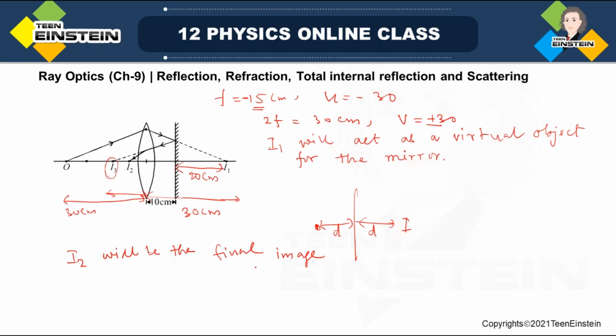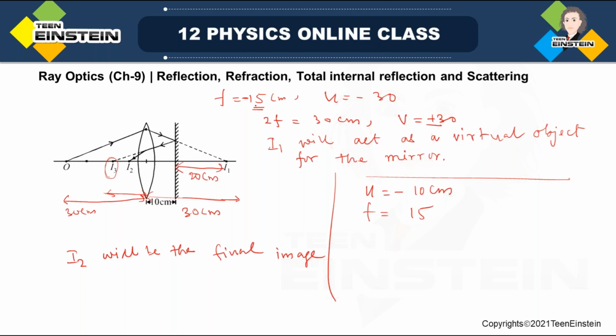But how do we find the final distance of the final image? We have to now apply the lens formula. See, you now have a virtual object for this lens at I3. What is the distance? This distance is 10 centimeter from the lens because it is 20 centimeter from the mirror. So now you have a virtual object at 10 centimeter for the lens, and the focal length of the lens is again 15 centimeter, and you have to find out what the image distance is.